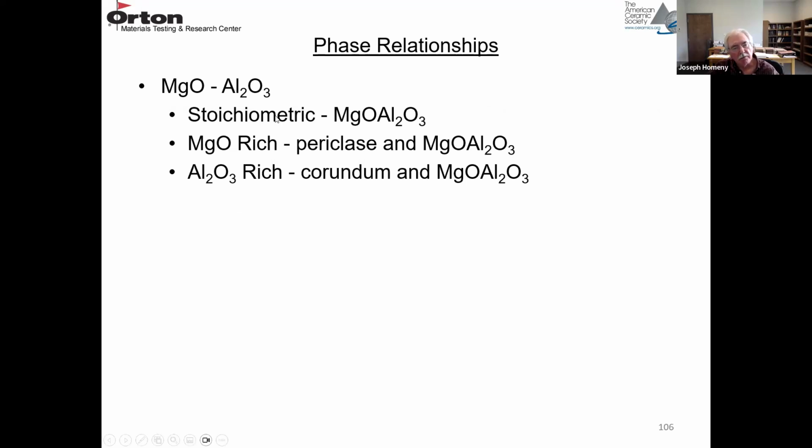So stoichiometric spinel is MgO·Al2O3. But there's a range of products that you can make. You can have an MgO-rich material, which you're going to end up with periclase and spinel, or you can have an alumina-rich material, you'll end up with corundum and spinel.